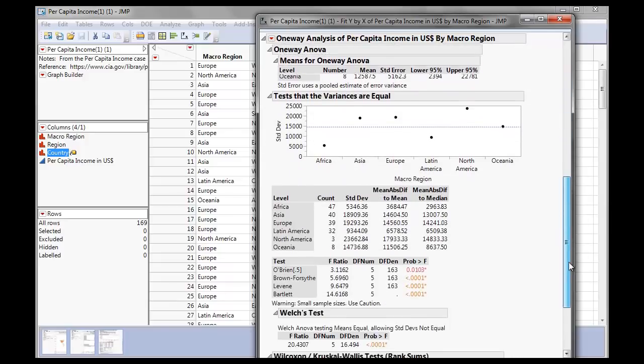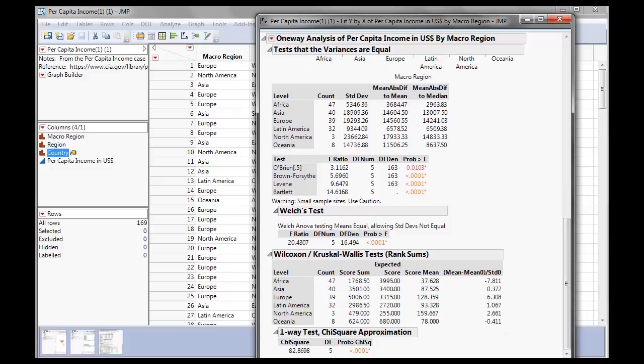At the bottom of the page, we can see the output for Kruskal Wallis test. The test statistic is down here. The chi-square test is done, and shows the significance. The means of these groups are significantly different. At least one of them is significantly different than the others.